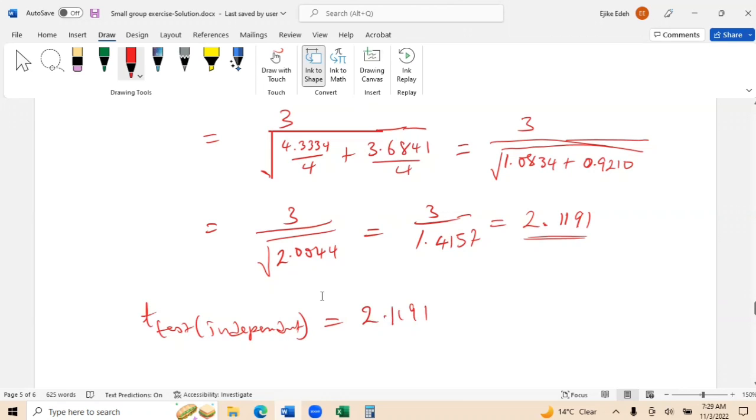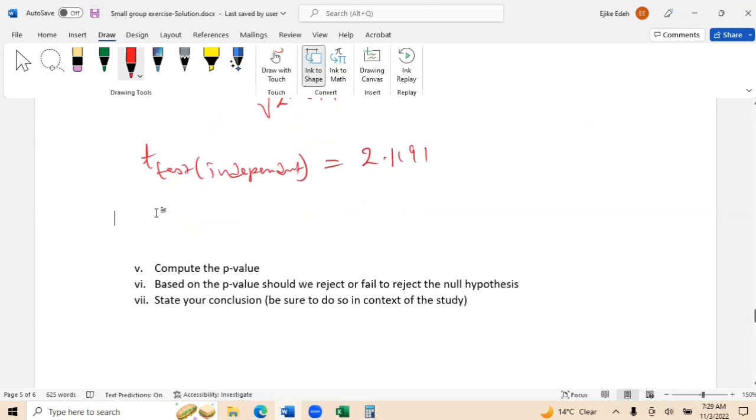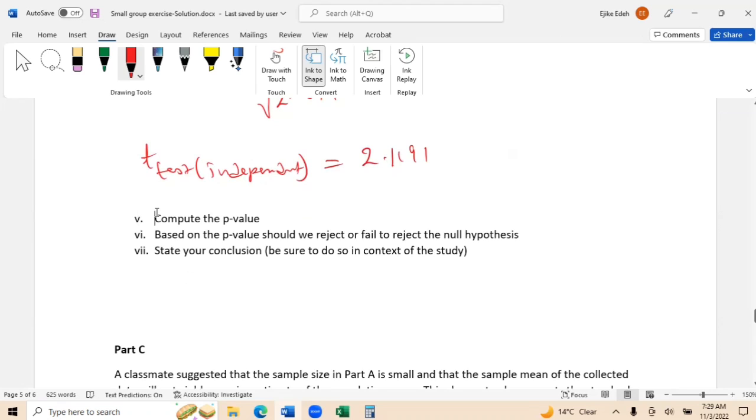All right. So I'm going to do the p-value next. So I'm looking at 2.1191. You know, two decimal places, 95% confidence interval. Two standard deviations away is 95%. So I will expect this to be close to 0.05, right? And probably we are going to have a different conclusion in this. But let's see.